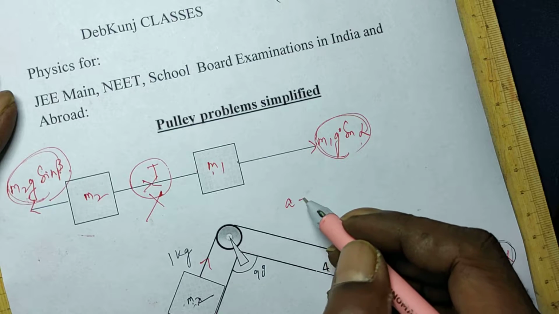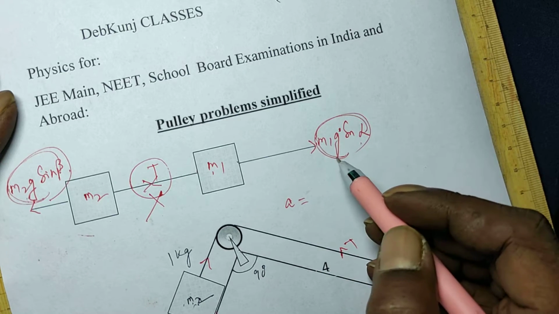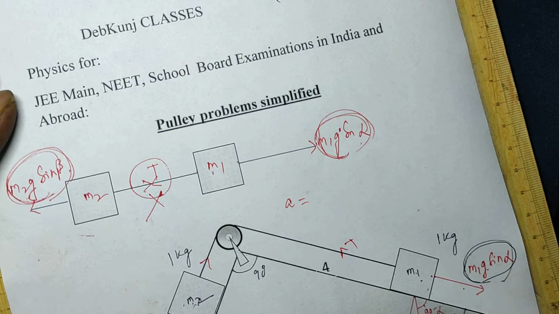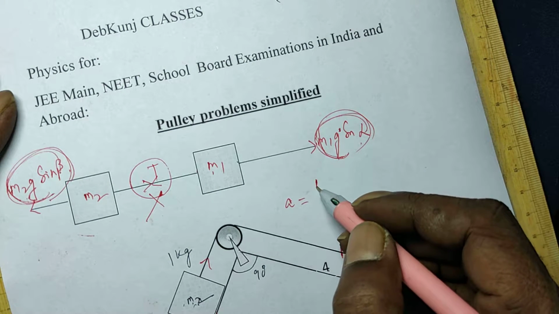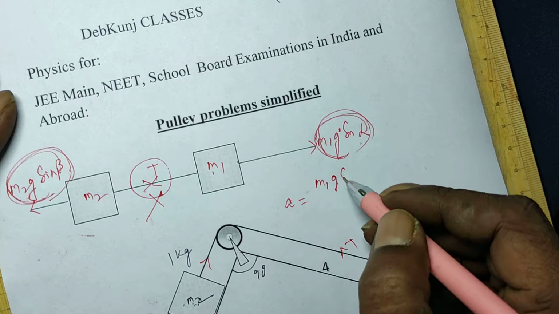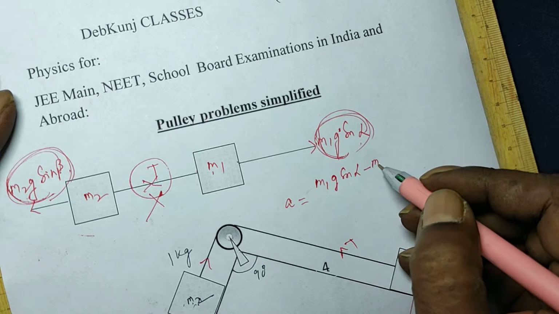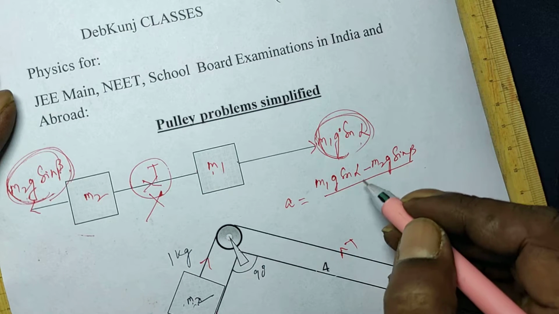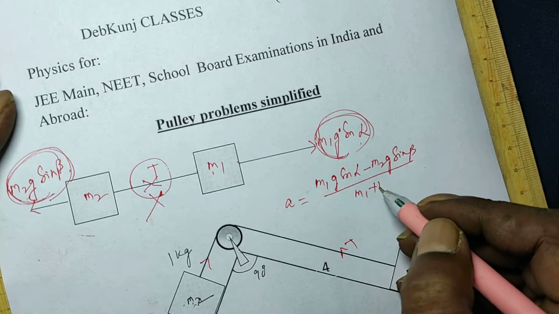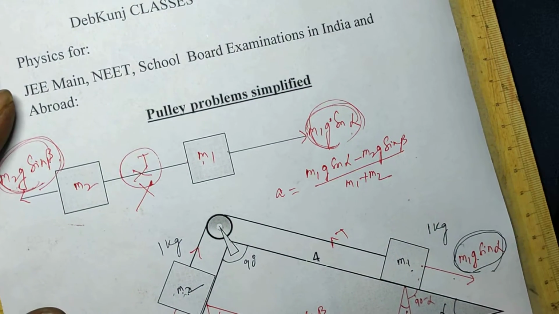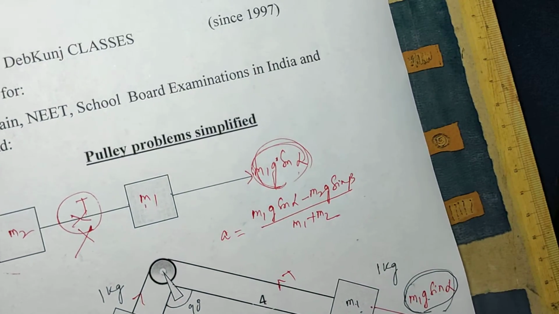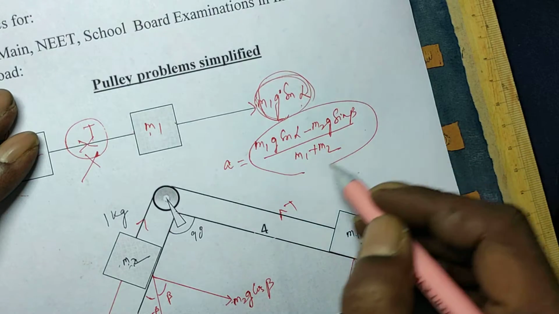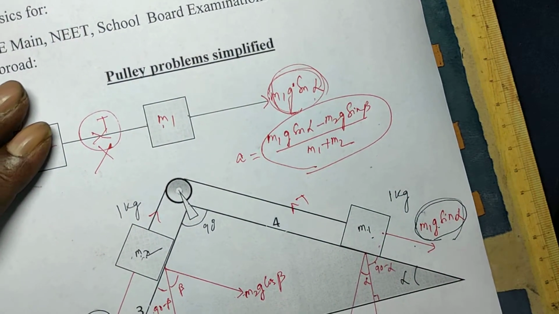So your acceleration will be net force over total mass. Suppose this is more than this, which I have not yet calculated. So M1 g sin alpha minus M2 g sin beta, net force over total mass, is your acceleration. So you can put it straight away to find out the acceleration.